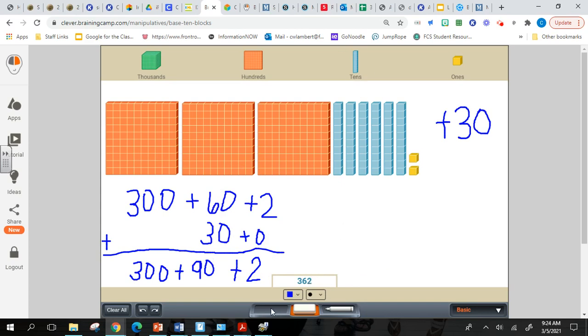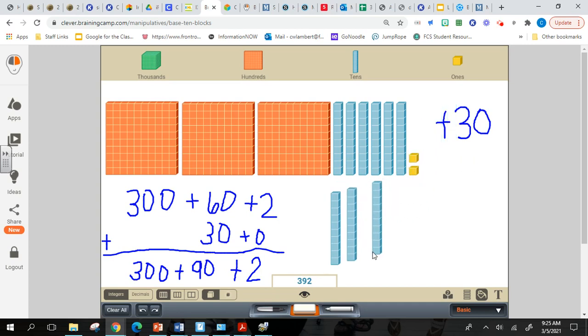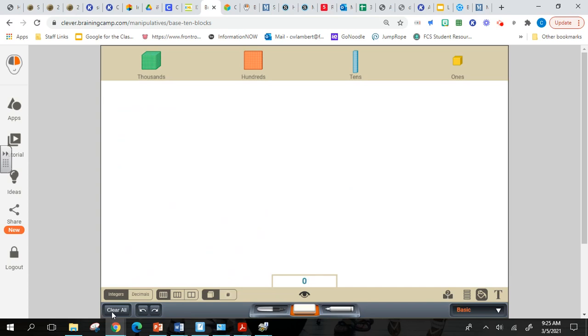So let's do that with our models. So let's bring down 30. So when I bring 3 more 10s, and I'm going to put them underneath this one here, now I have 392. Let's try one more. I want you to have your math journal this time. I want you to draw this picture and do this one with me.